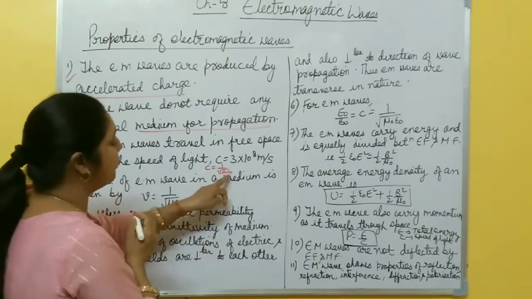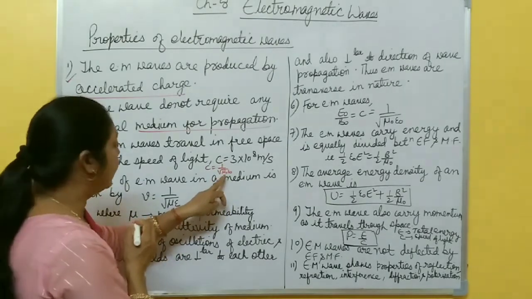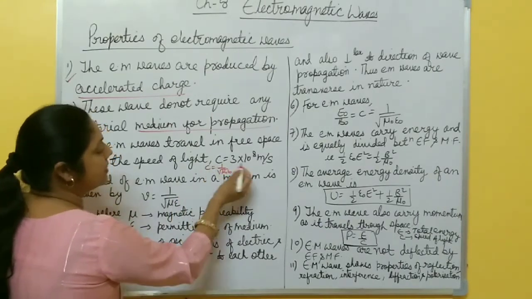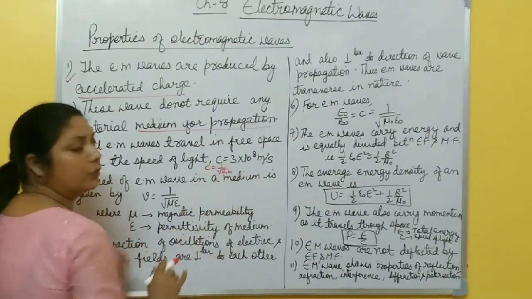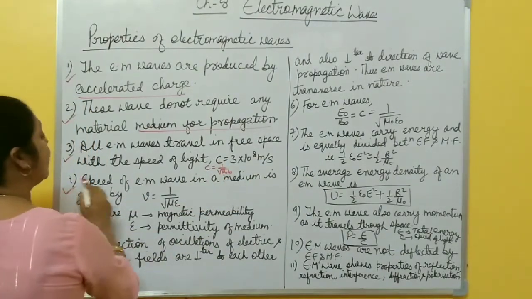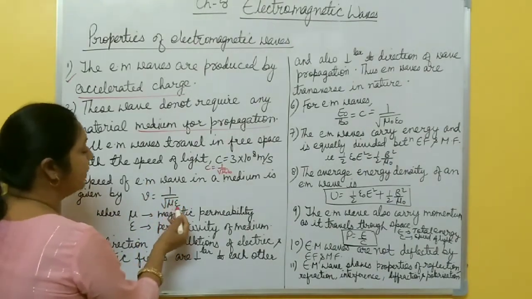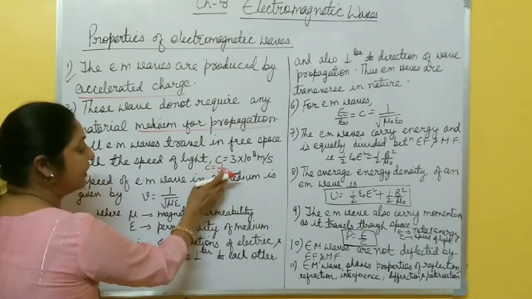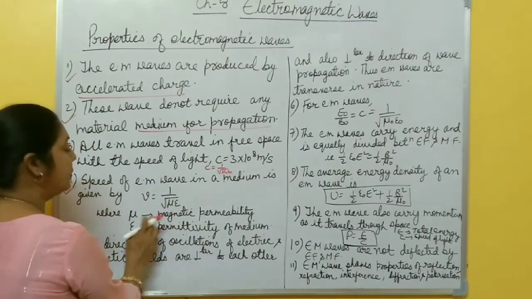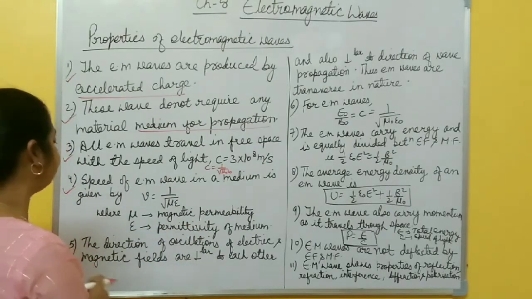And if you put these values of mu naught and epsilon naught, what is mu naught? Absolute permeability, and epsilon naught is the permittivity of free space. So if you put these values, you get the speed of electromagnetic wave equal to the speed of light, that is 3 into 10 to the power 8 meter per second. Now the speed of an electromagnetic wave in any other medium is given by v equal to 1 by under root mu epsilon. Here I have written mu naught epsilon naught because they are for free space. Here mu is the magnetic permeability of the medium and epsilon is the permittivity of the medium.